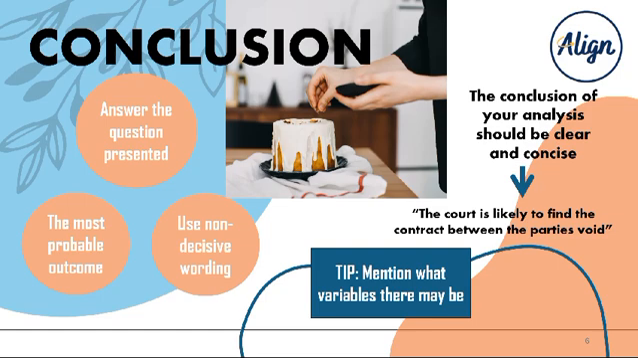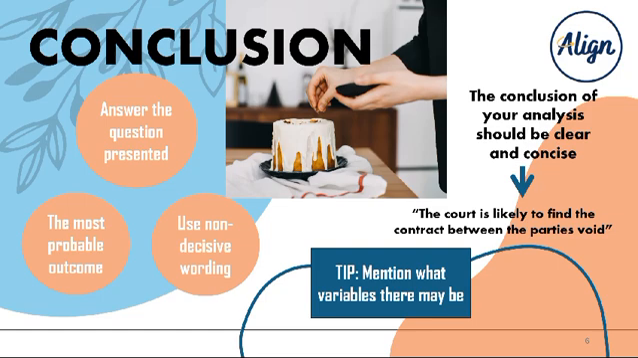Make sure you use non-decisive wording such as the court is likely to, or the court is more likely than not. The conclusion of your analysis should be clear and concise, such as the court is likely to find the contract between the parties void. This is very clear and it sets out your argument. Make sure you don't waffle or talk around your point, as this can come across like you struggle to reach a conclusion.